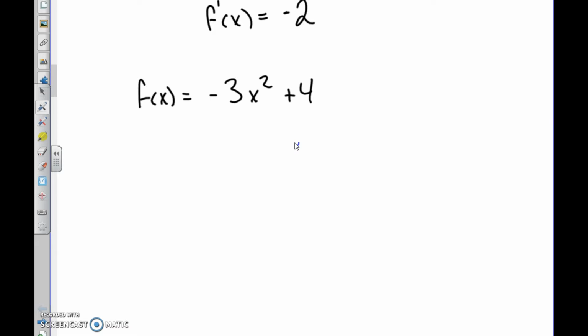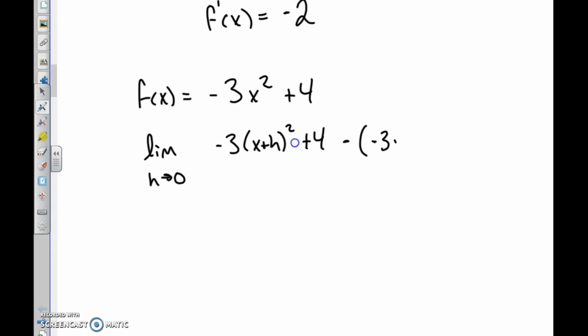Okay, so using the definition of a derivative using limits here, we will have the limit as h approaches 0 of, anywhere there's an x, I'm going to take an x plus h and plug it in. So I end up with negative 3 times (x plus h) squared plus 4. Okay, so there's the first part of the difference quotient, and now I have to subtract the whole original function. So we get negative 3x squared plus 4 there, and all of that will be over h.